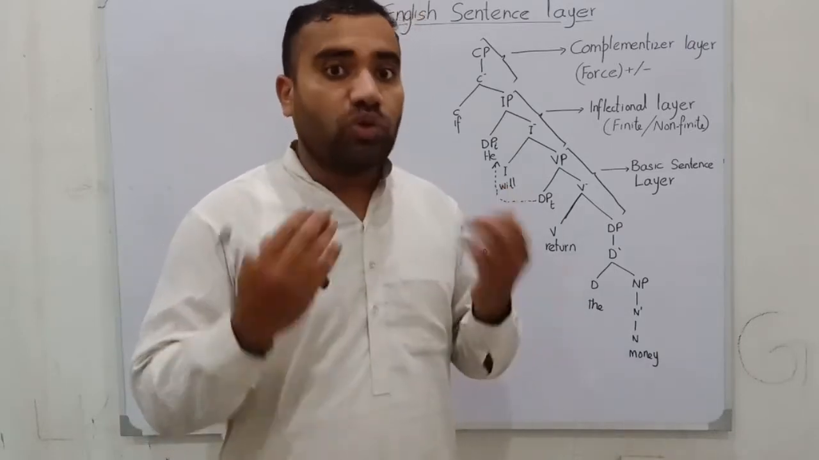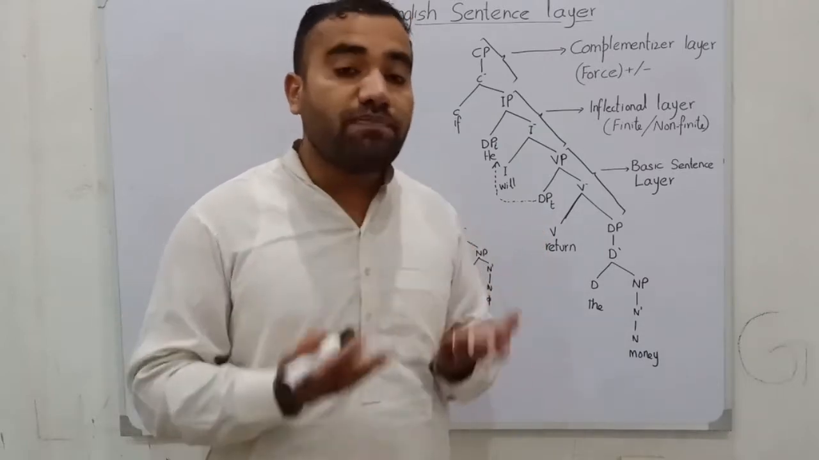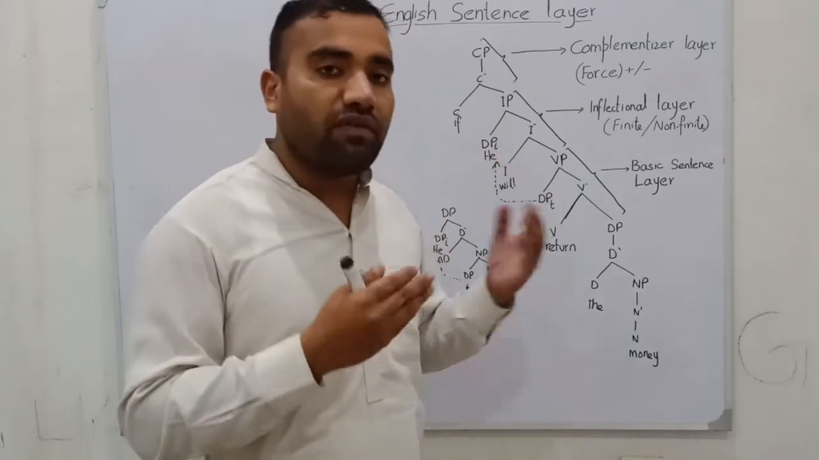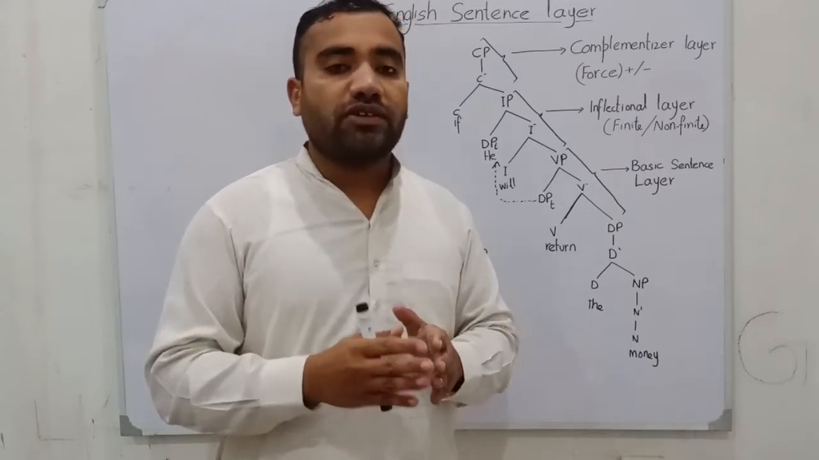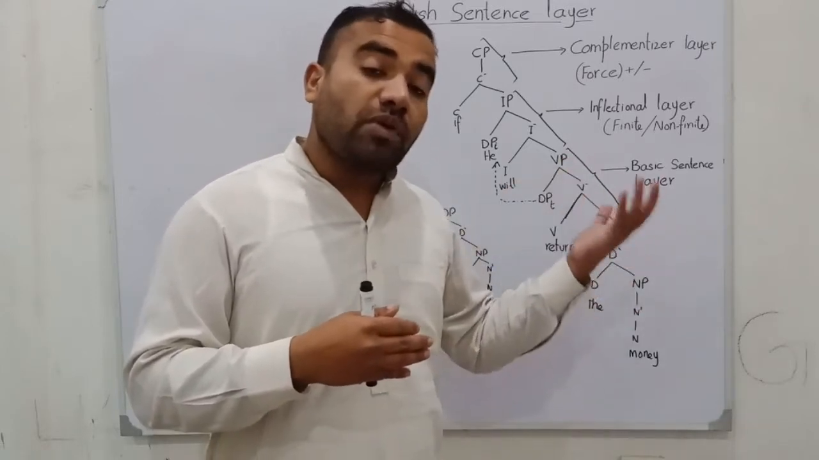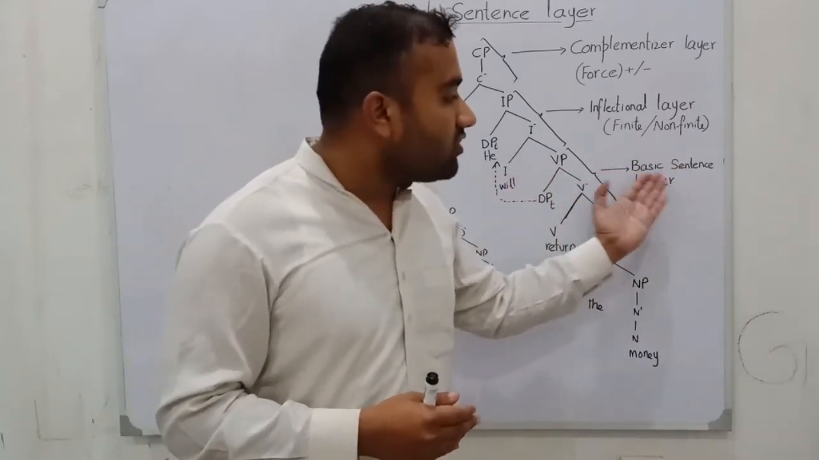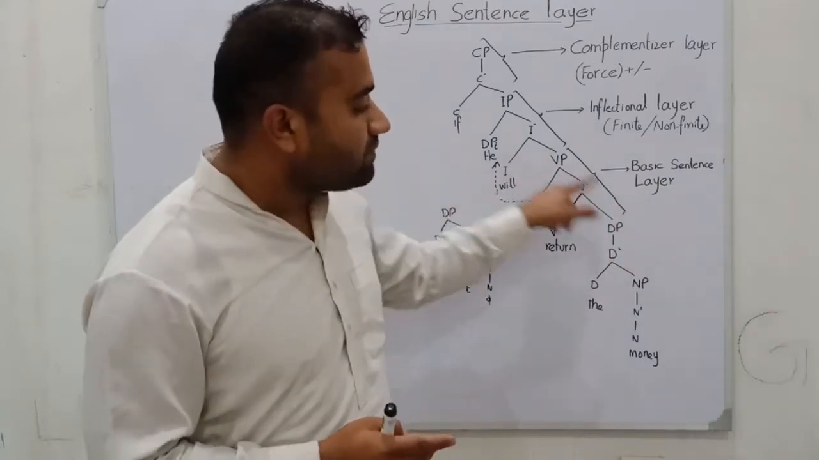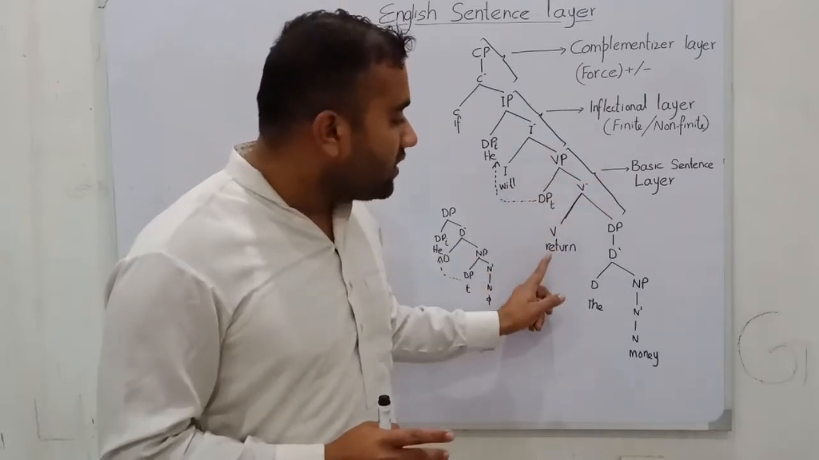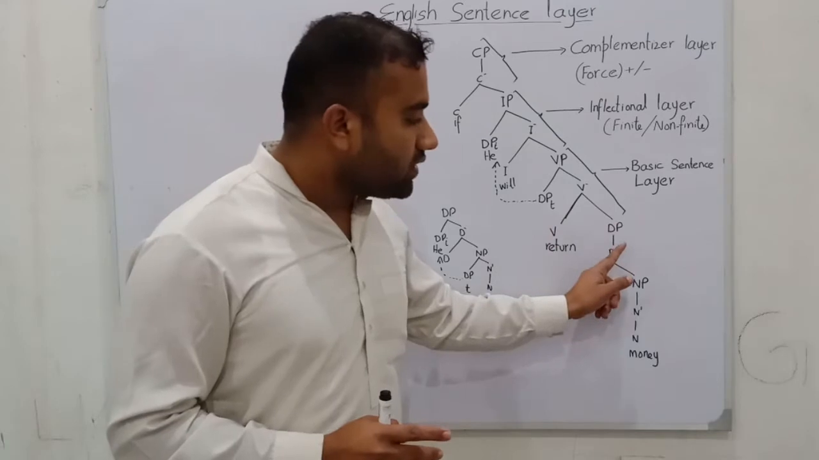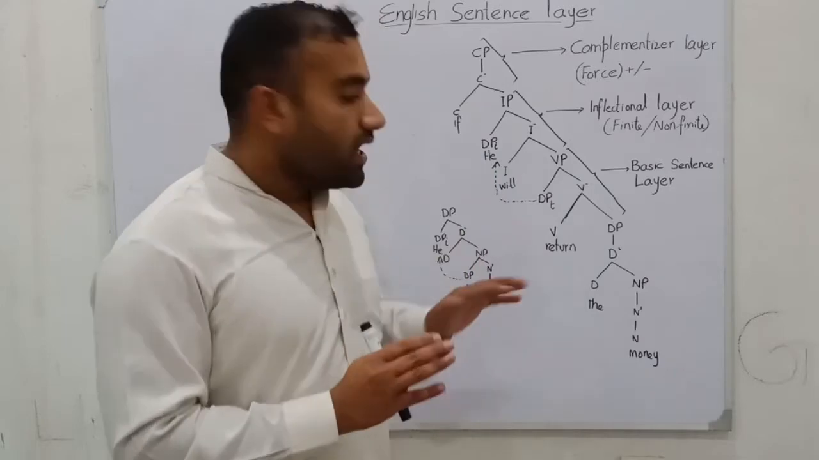They are the theta roles. What is the function of the NPs, what is the function of the DPs? Because at this level we have more than one DP, and we must know what the role of these particular DPs is within the VP domain, and this is called the basic sentence layer. At this level theta roles are assigned, and here the V assigns the theme role, and it also assigns the agentive role within the local domain.